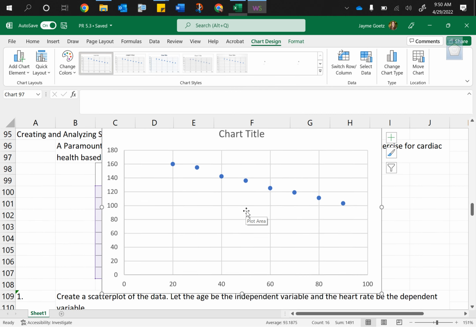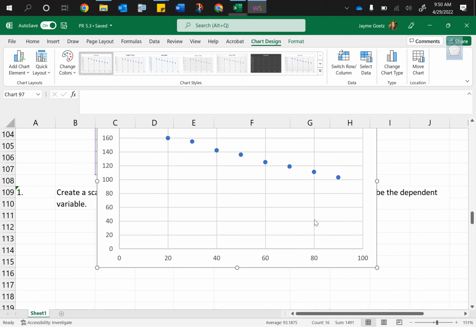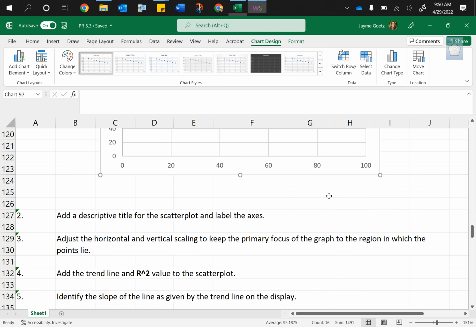Now, clearly it's not where I want it to be, so I'm going to move it. I'm going to click it, I'm going to drag it, and I'm going to move it so it is where I want it to go.